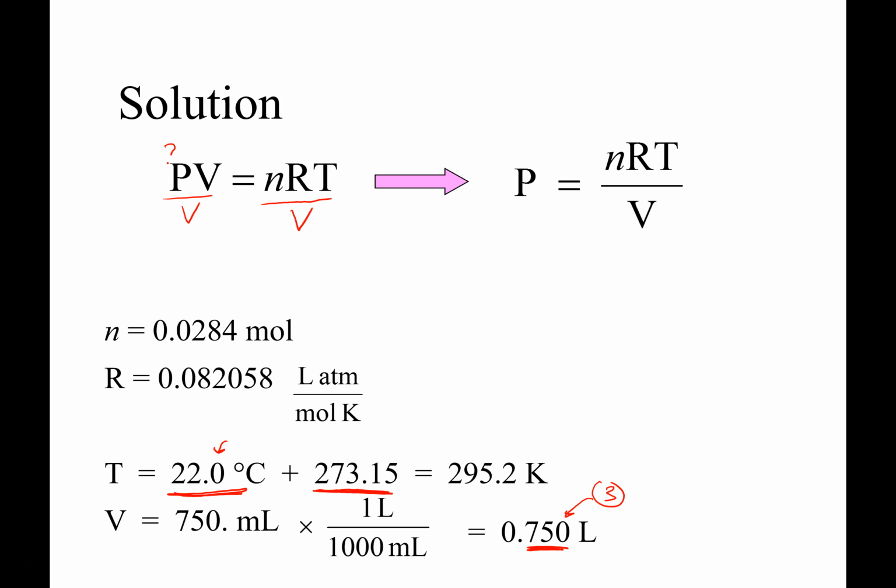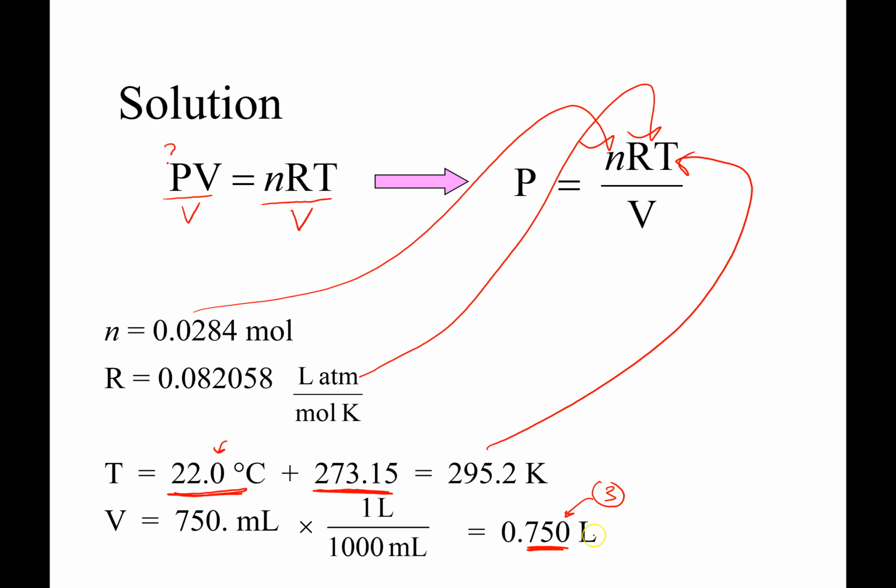So now we're going to plug and chug. We're going to put this n in here, this R right here, this T right here, and give me a V. We're going to put this V right there. Okay, and it looks like this.